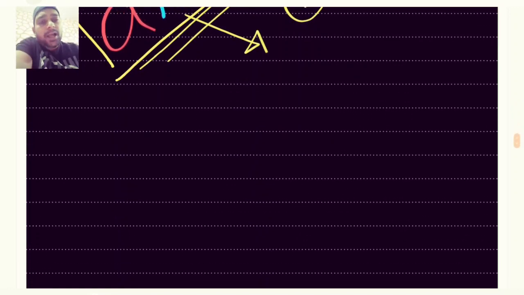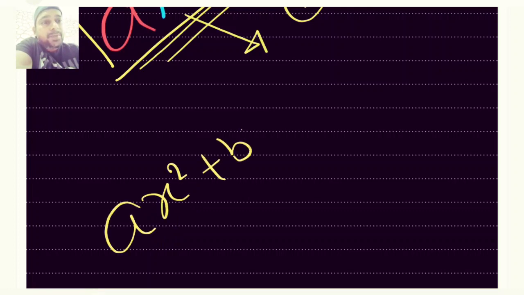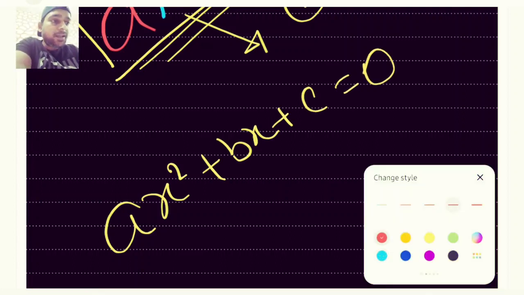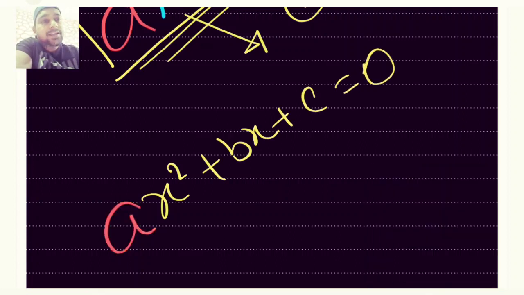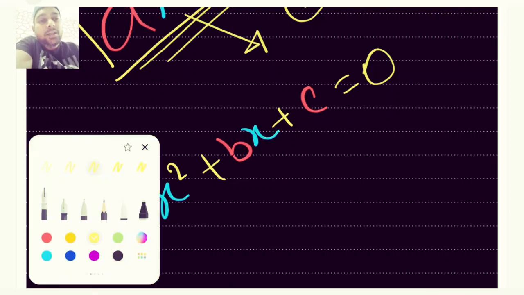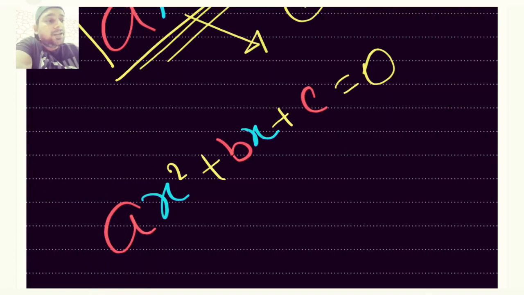Now suppose I have another equation, ax square plus bx plus c is equal to 0. Here again we are taking the equation in x. So a is a constant, b is a constant, and c is a constant. The variable is x. Now look for the highest power of the variable, and here I can see the highest power of the variable is 2.